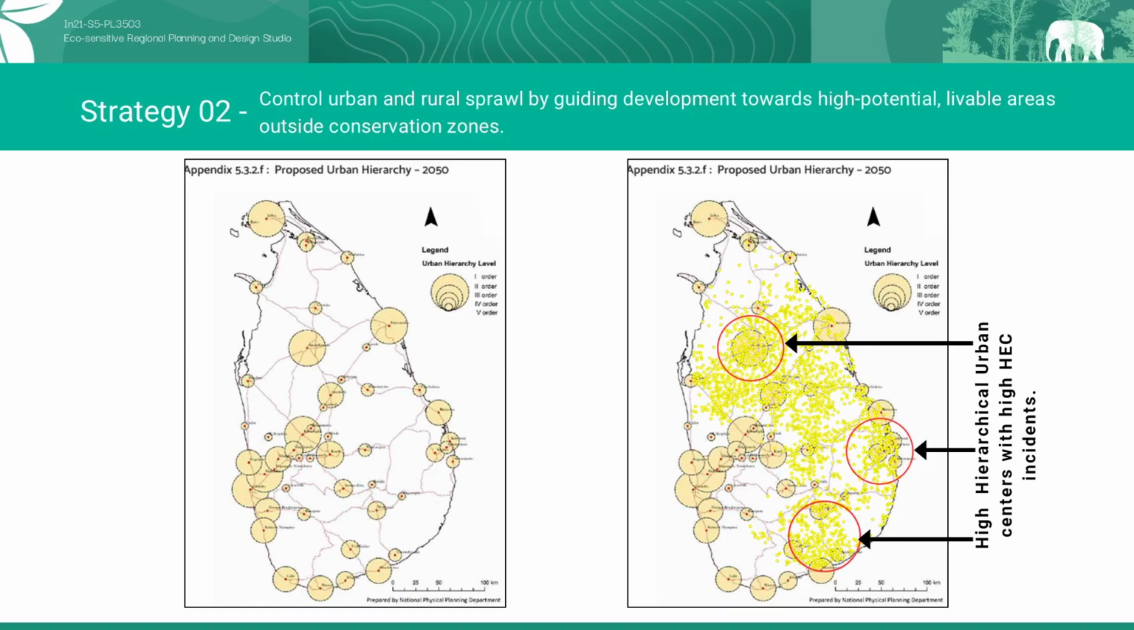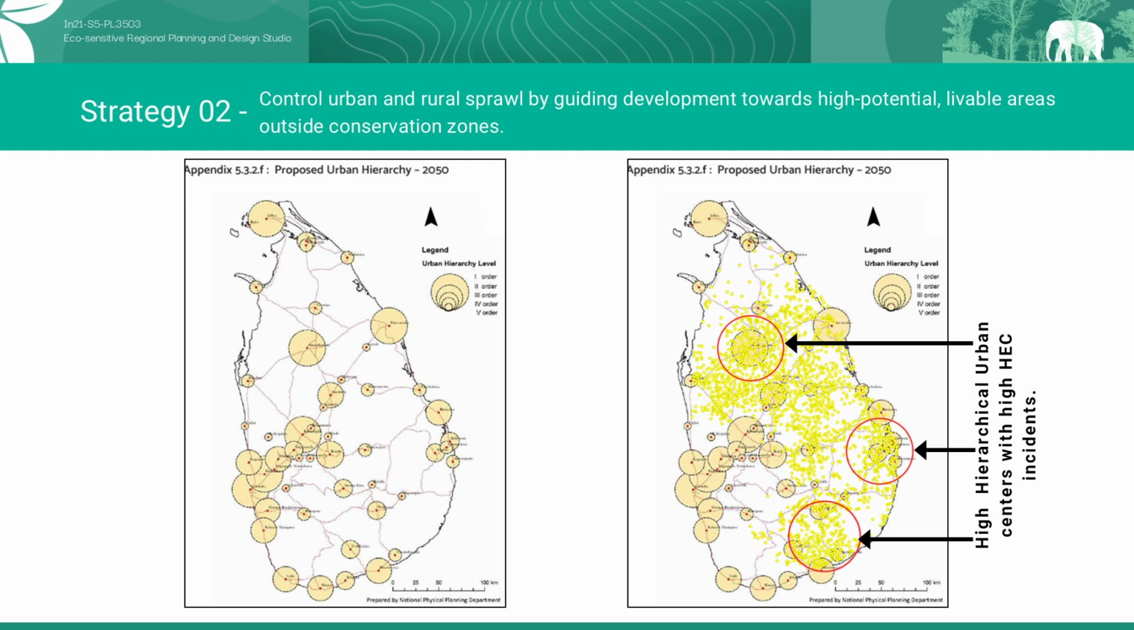Then this is the urban hierarchy map proposed for 2050 by the National Physical Plan. Here we overlapped HEC incidents with the hierarchy level map. The north central region, the southeastern region and the southern region have areas with high hierarchy and also high HEC incidence. So here we need to reconsider the urban hierarchy level when it comes to 2050.